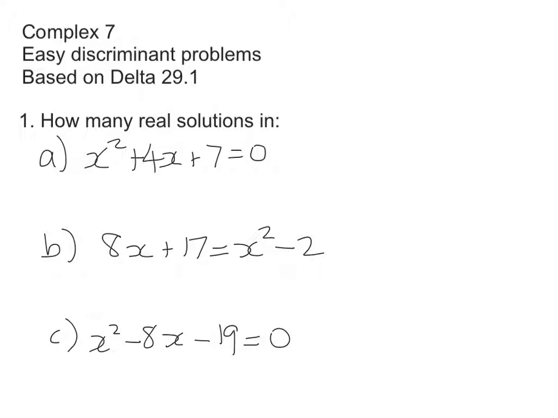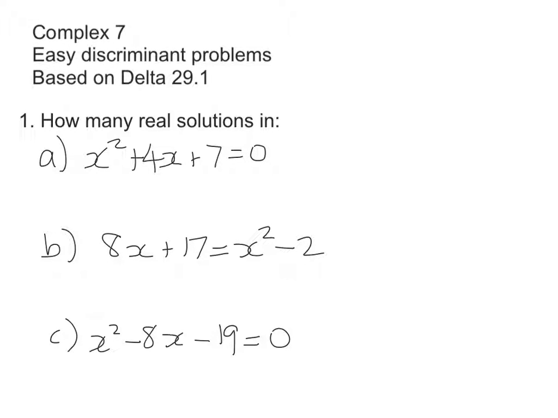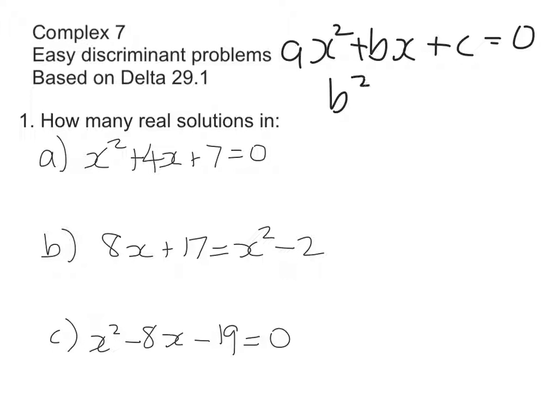Here are some straightforward discriminant problems based on delta 29.1. So remember that when we have a quadratic equation, we write it in this form: ax squared plus bx plus c equals 0, and the discriminant is b squared minus 4ac. We sometimes abbreviate that with the capital Greek letter delta.